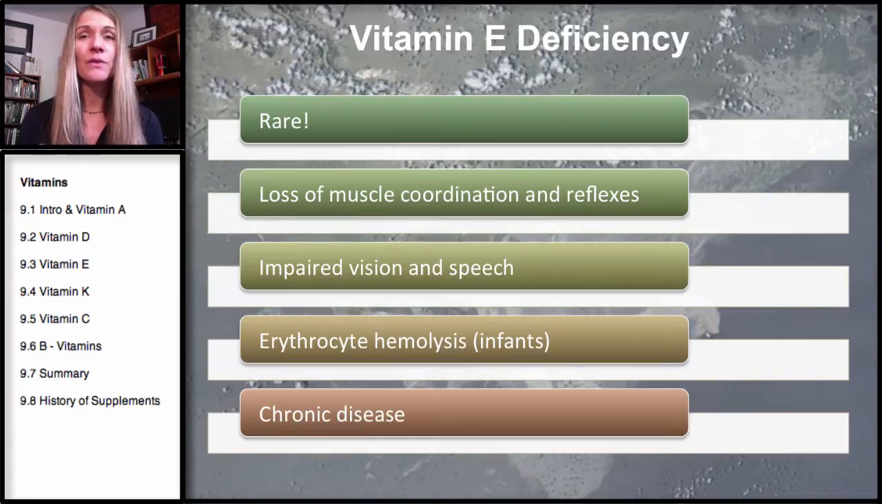And what that means, erythrocyte is a red blood cell, and hemolysis basically means that it's breaking apart. You can think of it almost like it's exploding. So the membrane can't hold the cell together. When that happens, it's just going to fall apart. So that can happen in infants. Again, it's not that common. That's not something that you generally see in adults. And then, because vitamin E is an antioxidant, low levels of it, not necessarily deficiency, can lead to chronic disease.